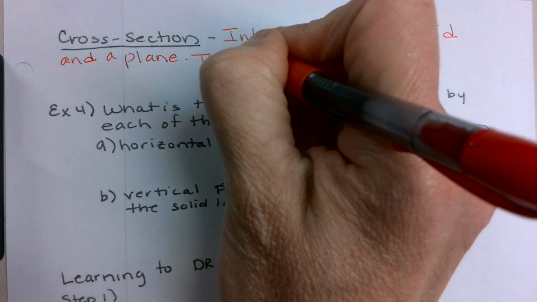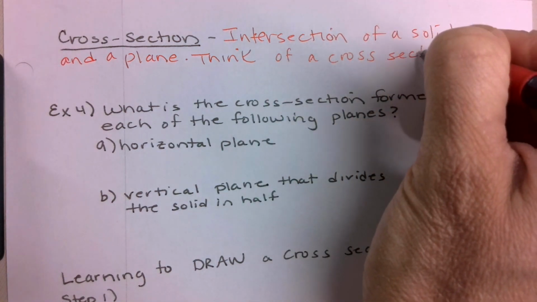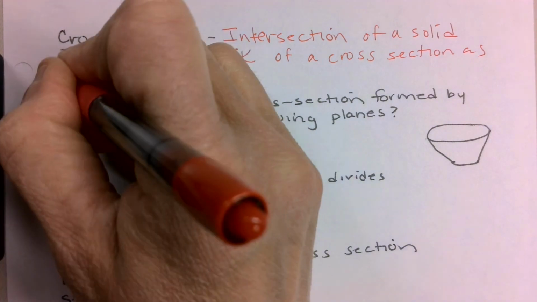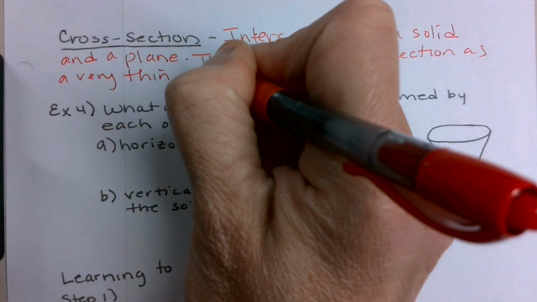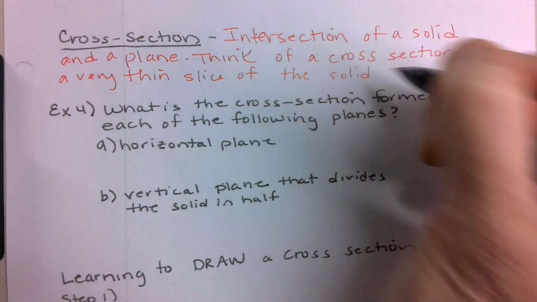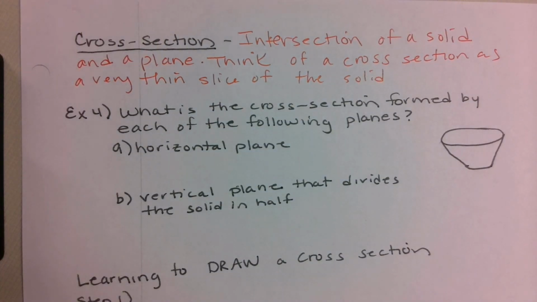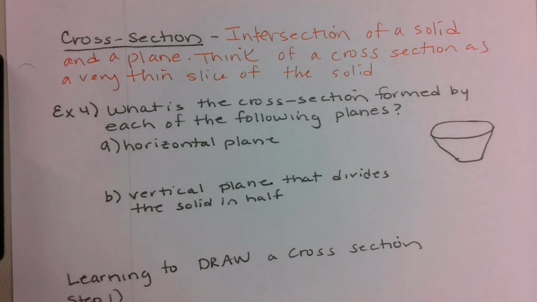Think of a cross section as a very thin slice of the solid. So if you're going to take a very thin slice out, what would the outline, what would the outer boundary look like? So if we look at this one, but first actually look on page 690. I want you to first kind of visualize what they're talking about.